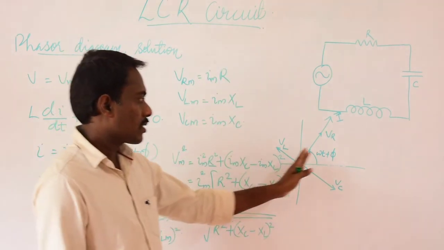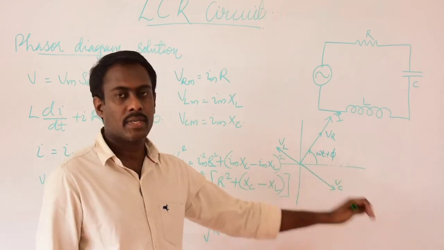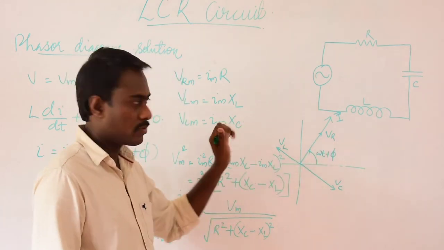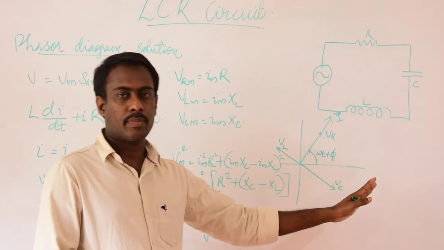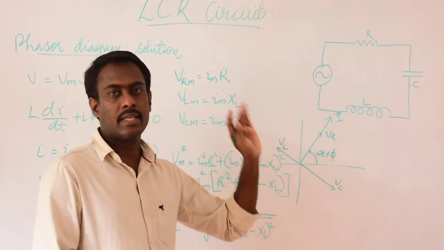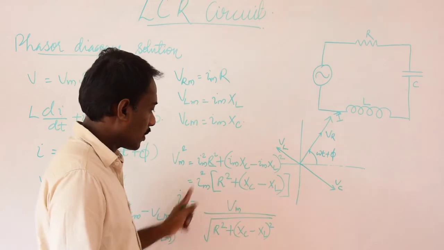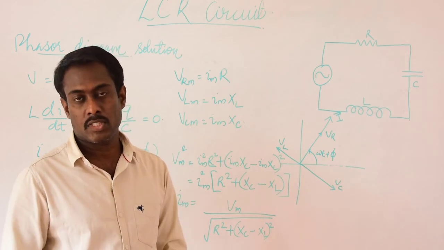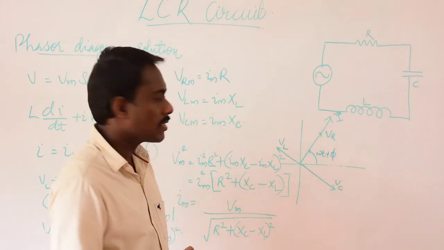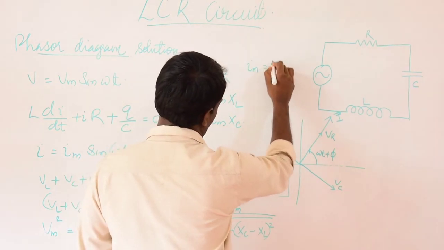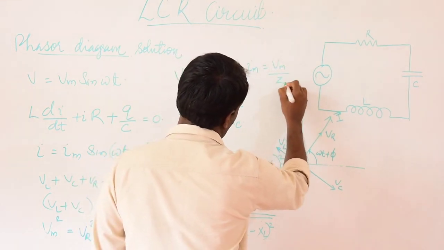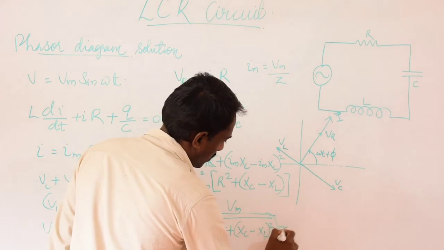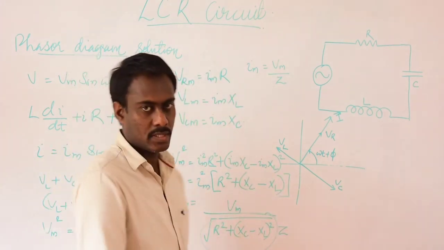In each case, as in resistance, inductance and capacitance, we have a term which is analogous to resistance, called reactance, capacitive and inductive. In analogy to that, we introduce another term called impedance, denoted by the letter Z. IM is equal to VM divided by Z. And this term Z is called the impedance of the circuit.